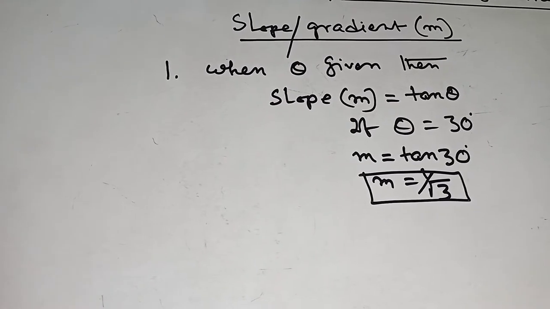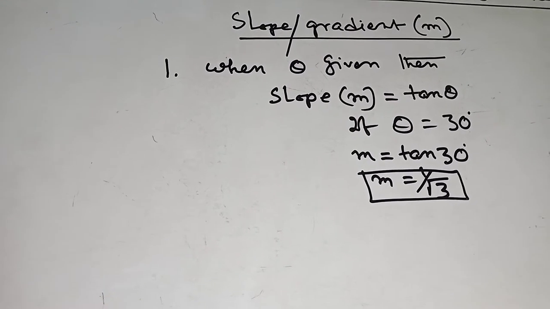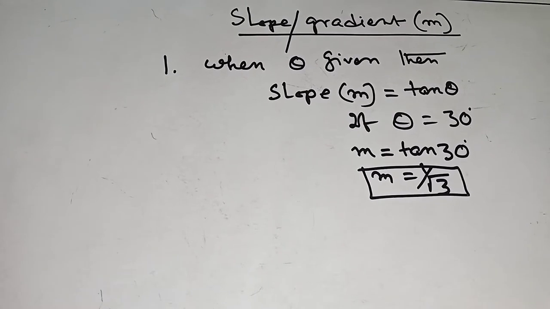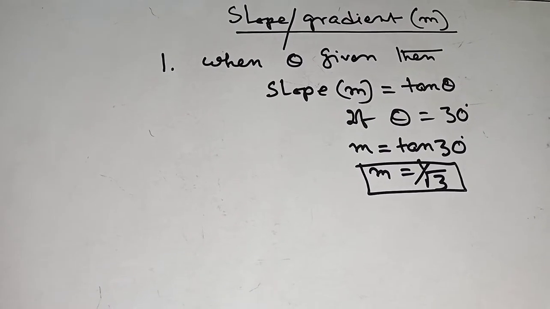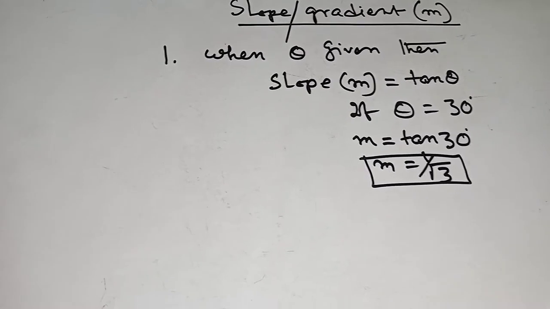If theta is 60 degree, then M equal to tan 60. Tan 60 means root 3. When theta equal to 45, then M equal to tan 45, that means M equal to 1.